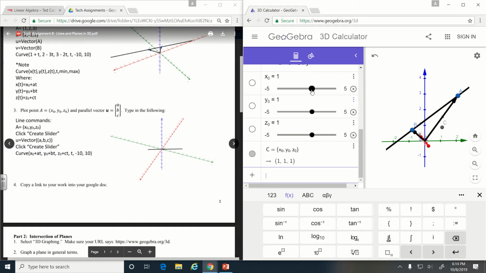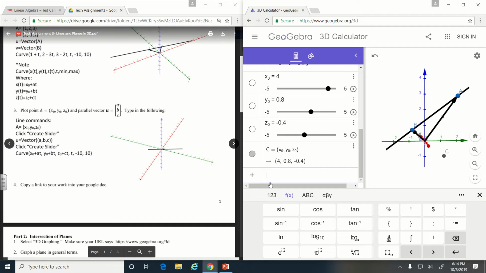So I can slide this puppy here, and it's going to move my point in space along the x-axis, y-axis, and then eventually the z-axis once I get around to it. All right. So I'm going to create a vector going to coordinate ABC. All right.